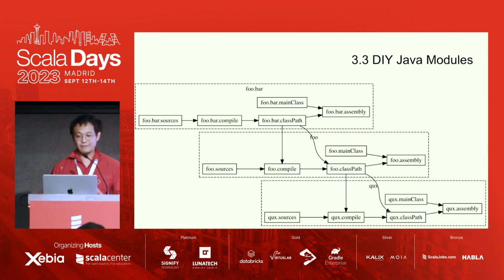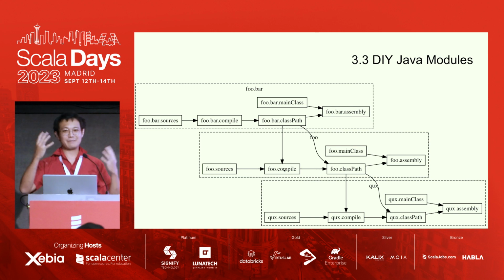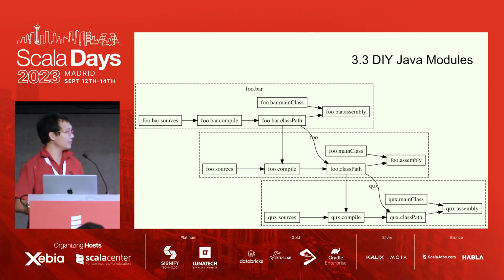So this is the final build graph after we've instantiated and wired together the 3 DIY Java modules. It's the same as the small graph we saw earlier, except now foo class path and foo compile are no longer abstract, pointing at nothing, but are wired up to the upstream modules, so that foo compile and foo class path depend on foo bar class path, and quux compile and quux class path depend on foo class path. So we just templated out 3 copies of this module, wired them together, and we're done. So here's our build graph.